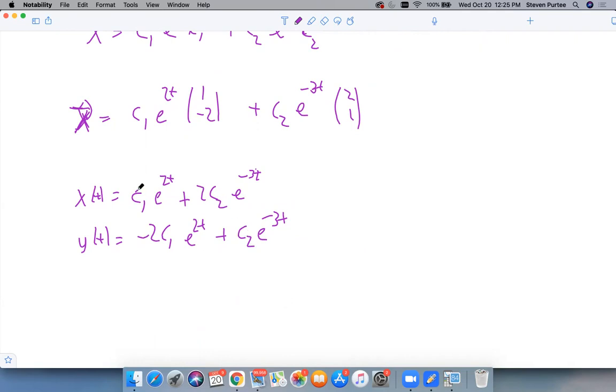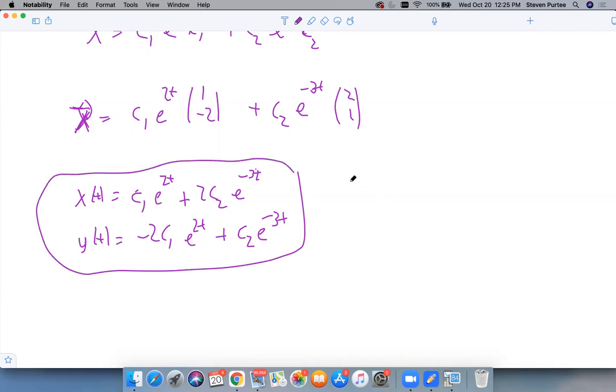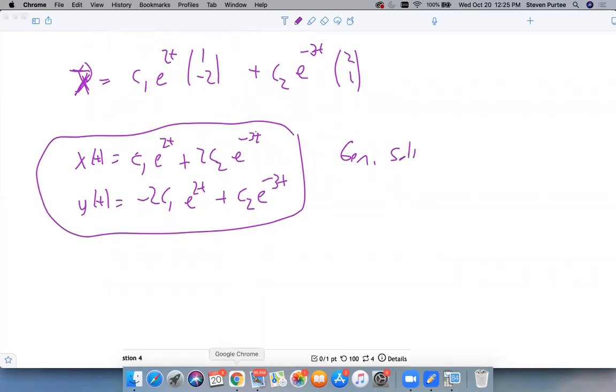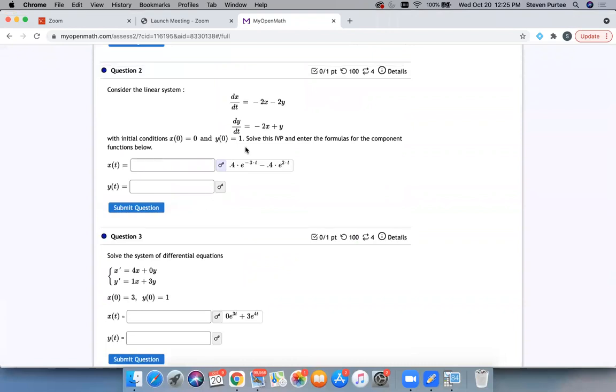So when I solve an initial value problem, I have to solve a system of equations. So you can't play any kind of game like, oh, well, 2C2 is just C3. No, don't introduce more. Okay, so here's my general solution. And that can't be simplified at all. Okay, but this was an IVP. I want to solve x of 0 is 0 and y of 0 is 1.